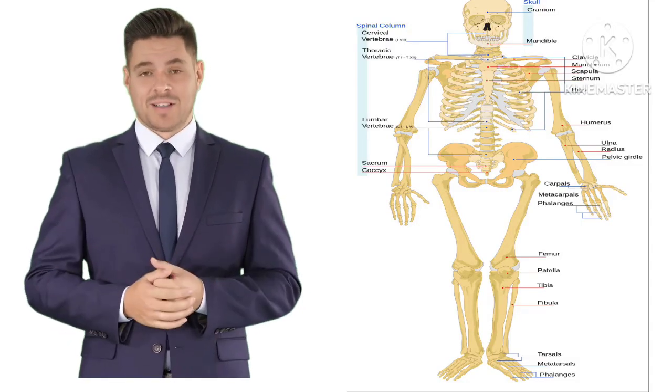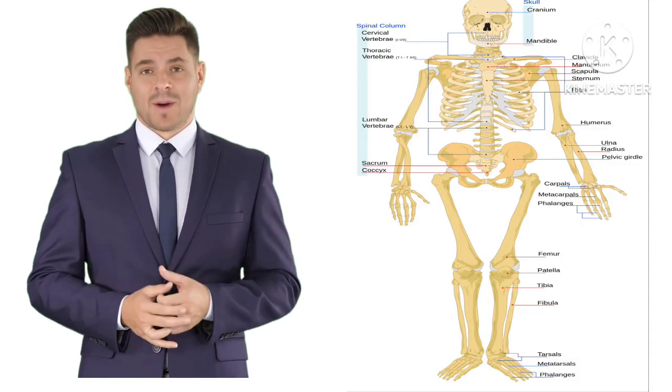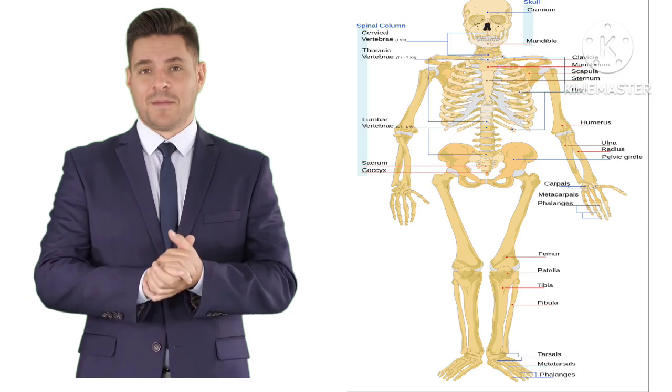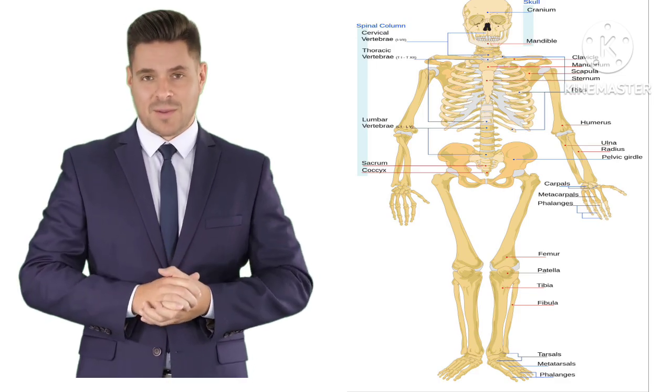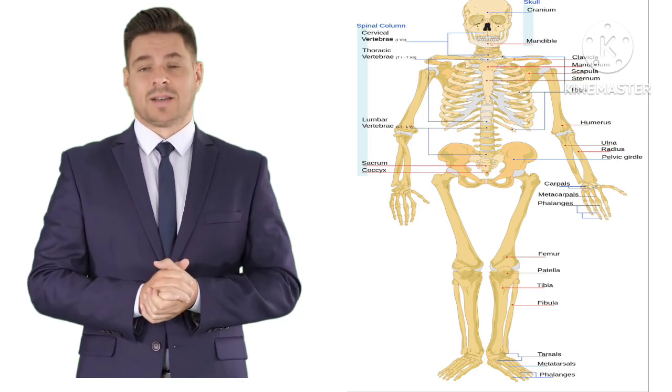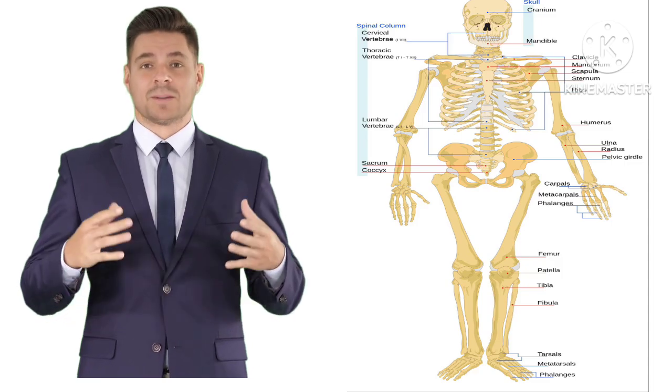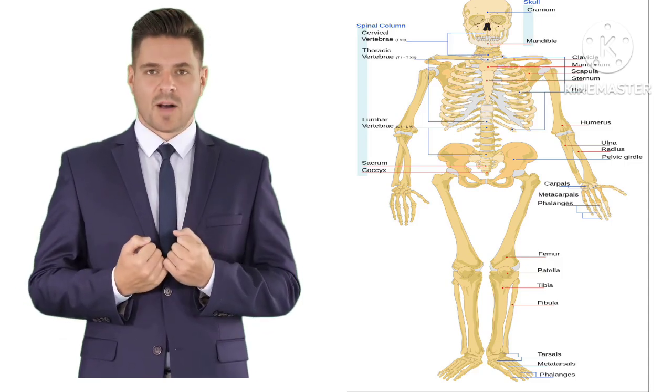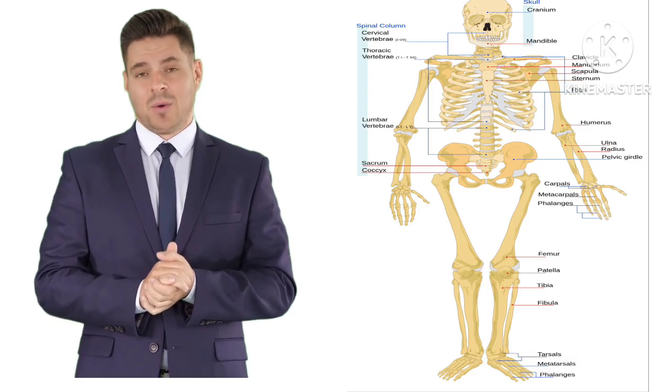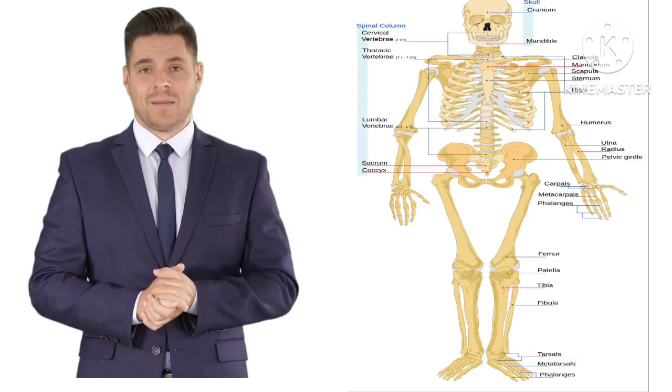Bone is a hard connective tissue that forms the structural framework of the body. It provides support and protection to the body's organs, and also plays a key role in movement and locomotion. Bone is made up of cells, collagen fibers, and minerals such as calcium and phosphate.